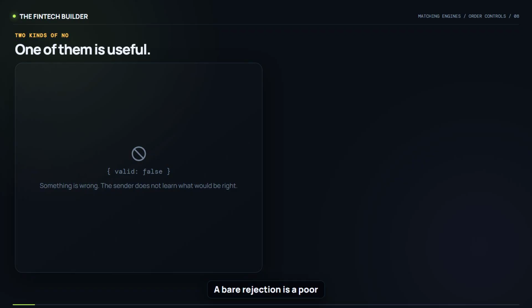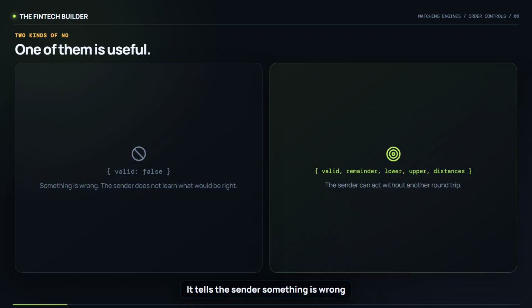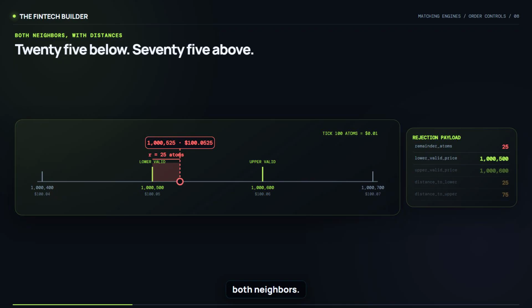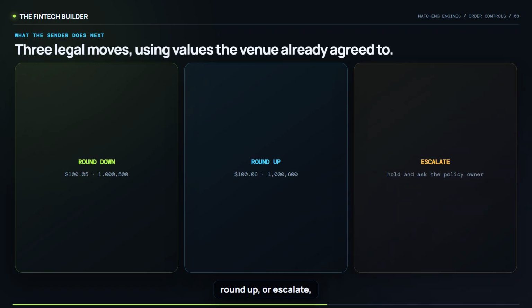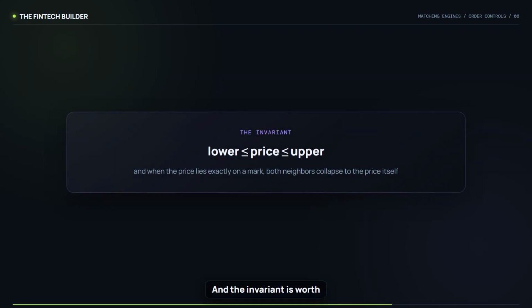A bare rejection is a poor answer. It tells the sender something is wrong without telling them what would be right. So the rejection carries both neighbors. For our off-grid price, the lower valid price is 1,500,000 atoms, and the upper is 1,600,000, 25 atoms below and 75 atoms above. The sender can now round down, round up, or escalate, using values the venue already agreed are legal. And the invariant is worth stating. The submitted price always lies between its reported neighbors, and when it lies exactly on one, both collapse to the price itself.